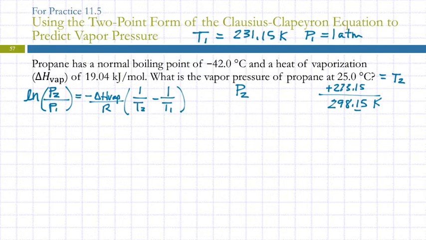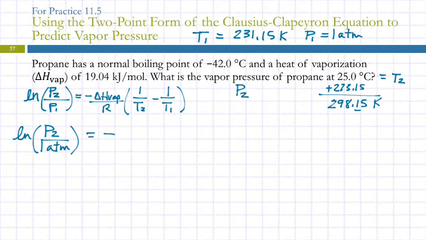This is a situation where it is best to just put the numbers in and then figure it out, because we're going to have pressure 2 that we're looking for over here by itself, and then all of that will become a number, and so we'll deal with that. So plugging the values in, the natural log of P2, which is what we're trying to find, divided by 1 atmosphere. So that makes that term really easy.